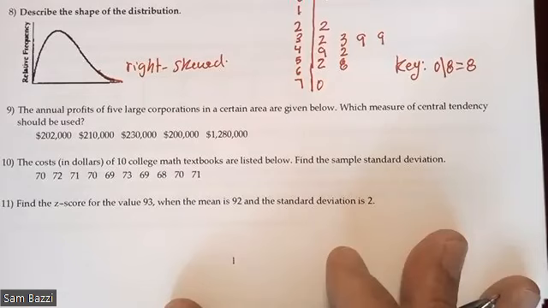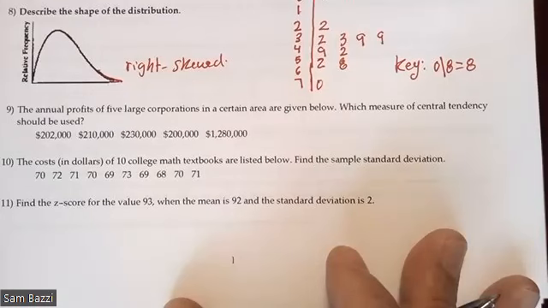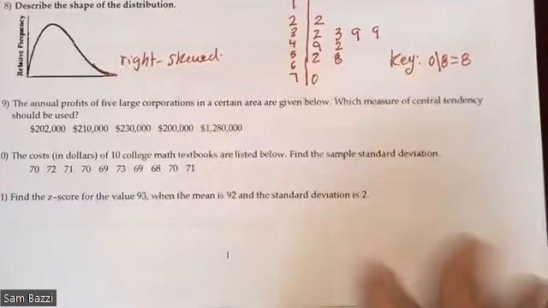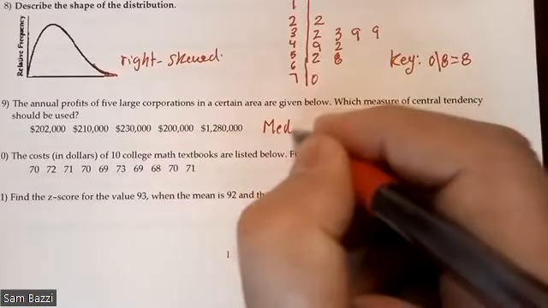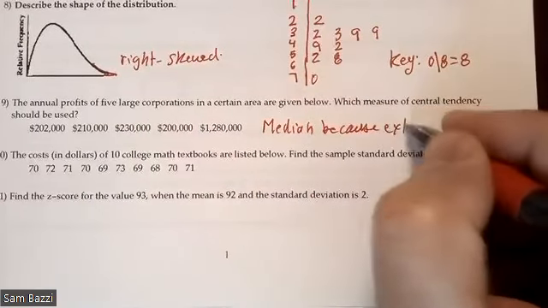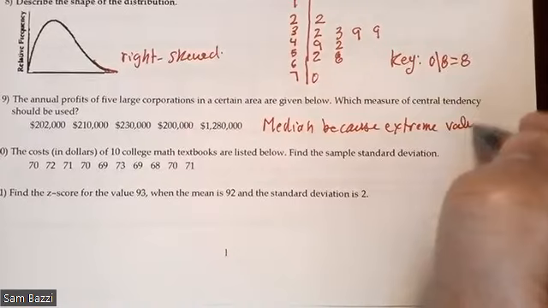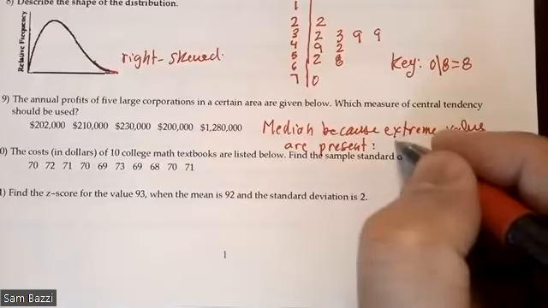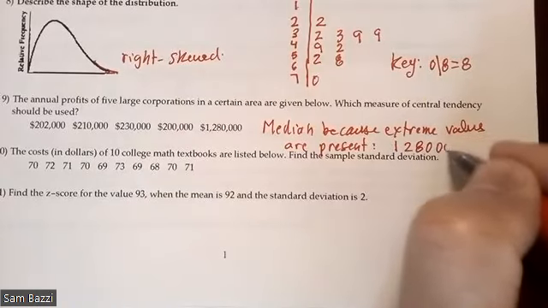The 1,280,000. Well, if there is an extreme value, you should refrain from using the mean. This is very, very important information that you are learning, guys. You might see something like that on the final. So when we have extreme values, outliers, we should not use the mean. So we will be using the median. And I'm just gonna put median because extreme values are present. And you can actually mention which one is the extreme value. It's this value right here.